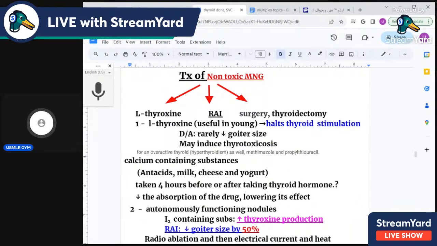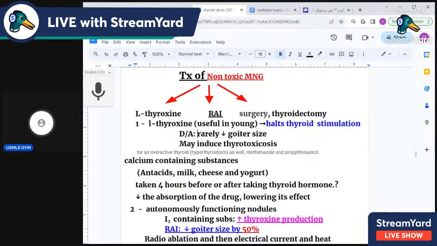Now, treatment of the non-toxic multinodular goiter. Three treatments: thyroxine, radioactive iodine, and surgery, thyroidectomy. L-thyroxine is useful in young people and halts the thyroid stimulation. The disadvantage of thyroxine is that it rarely decreases the thyroid size. But which treatment decreases the thyroid size? It's radioactive iodine, which decreases the goiter size by 50%.